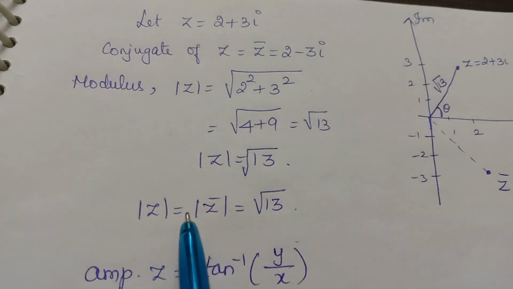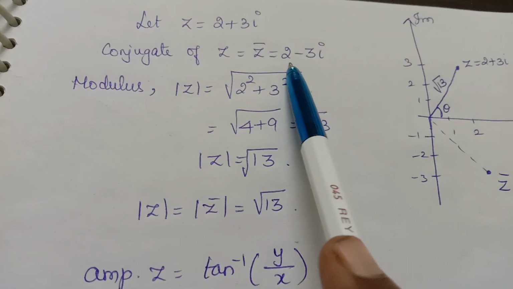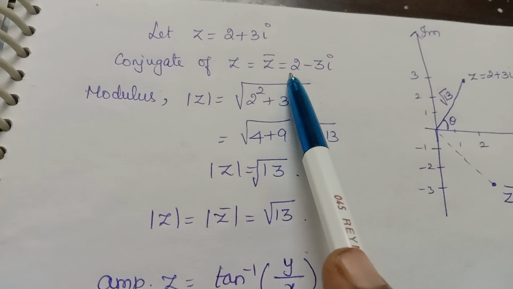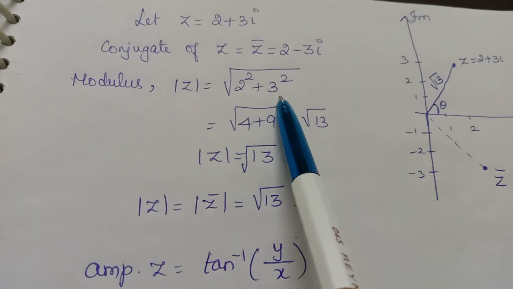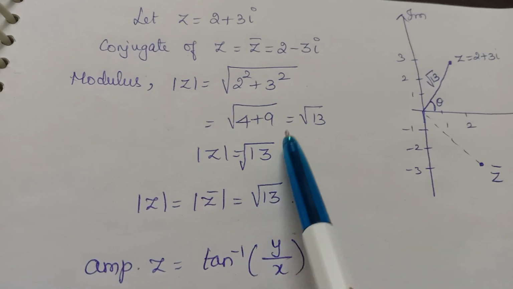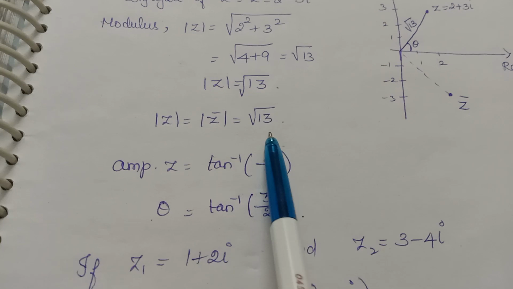Modulus of a complex number is always equal to modulus of its conjugate also. What is its conjugate? 2 minus 3i. If you take modulus, here also it will come 2 square plus minus 3 the whole square. But when you square minus 3, it will become plus 9 only. So modulus of a complex number and its conjugate are always equal.